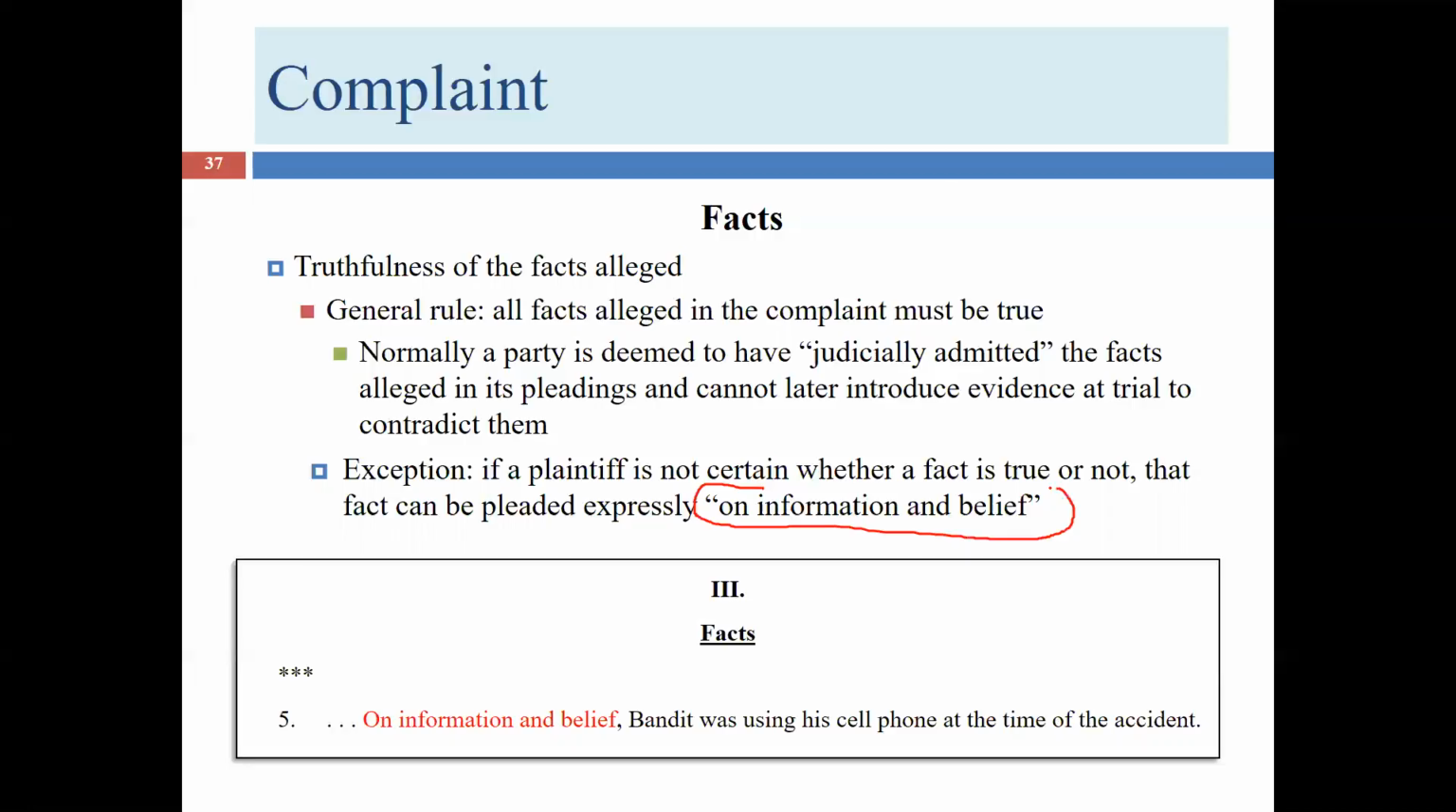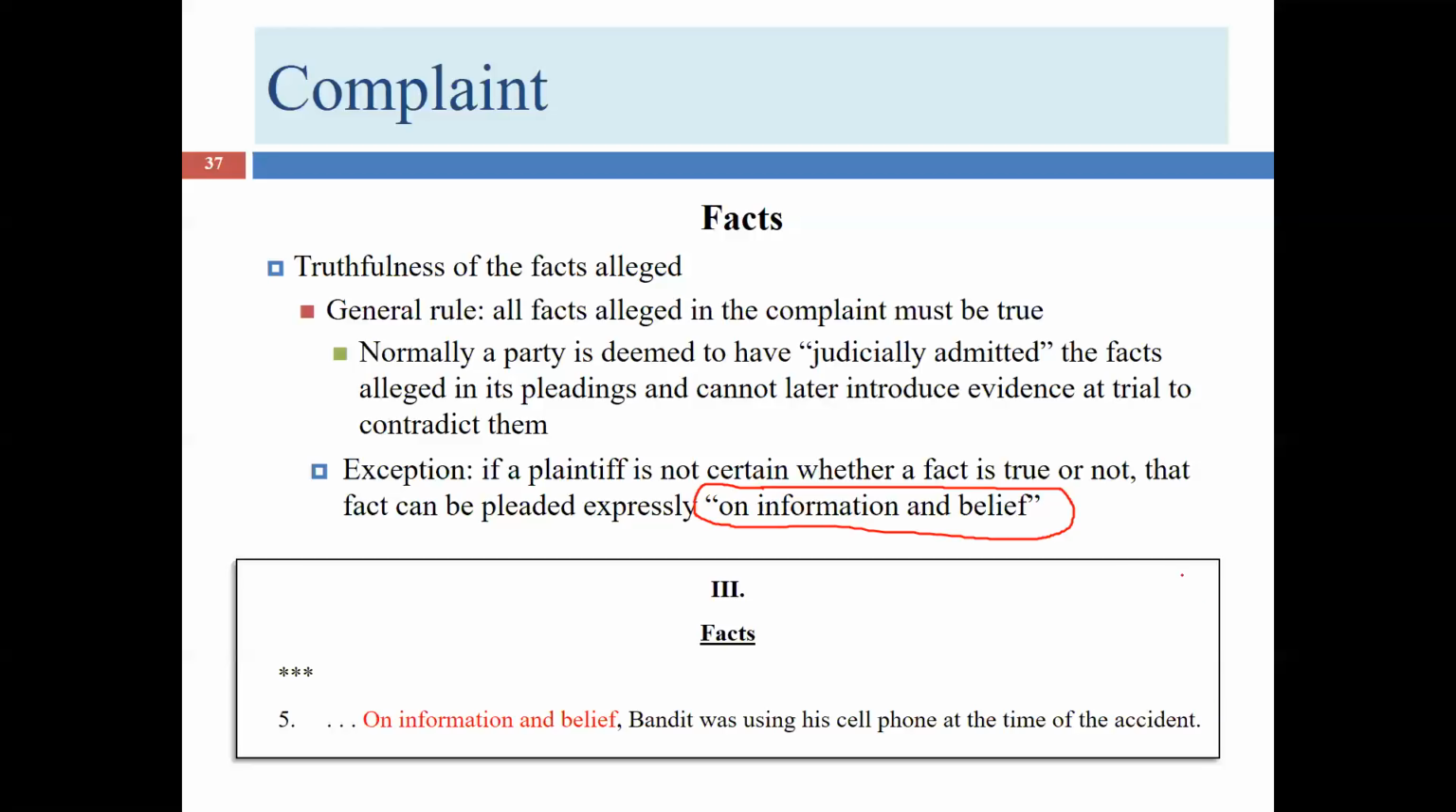This is when you're saying, look, I think this is true, but you know what? I could be wrong. So using this term gives yourself a little extra wiggle room. On information and belief, and again, you're not going to actually put it in red. On information and belief, Bandit was using a cell phone at the time of the accident. You know what? Justice isn't sure about that. He thinks that was probably the case. He saw that the cell phone was open in the lap of Bandit, but he doesn't know for sure that he was using it.